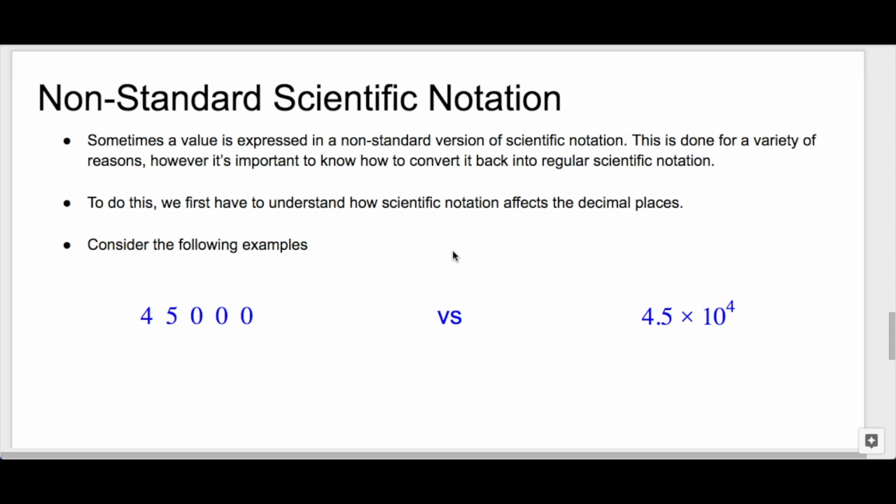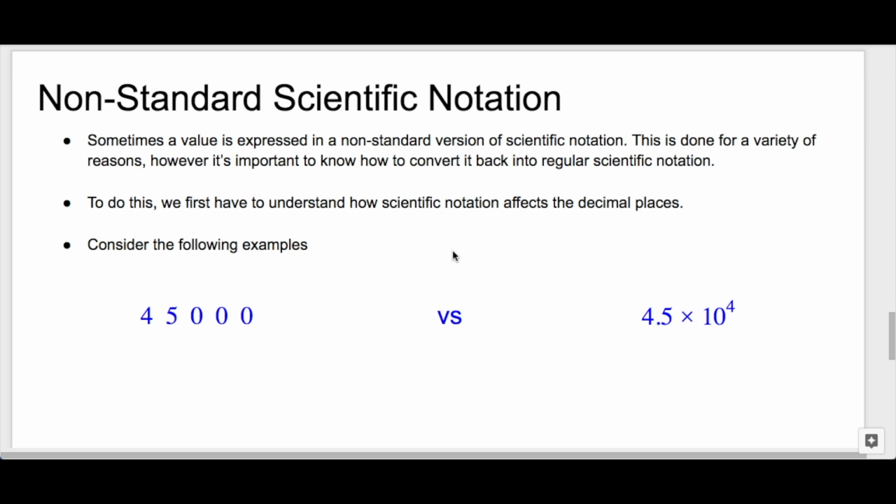Occasionally we run into a problem where we're dealing with non-standard scientific notation. Now, non-standard scientific notation is done for a variety of reasons. However, what's important to know is how to convert it to regular scientific notation. In order to do this, we first have to understand how scientific notation affects the decimal places. So what we're going to do is consider the following examples.